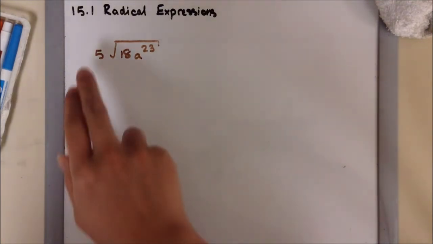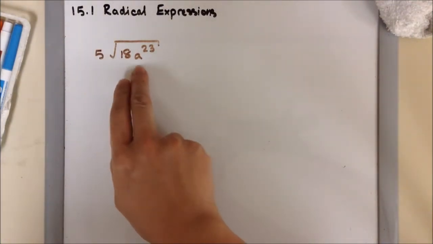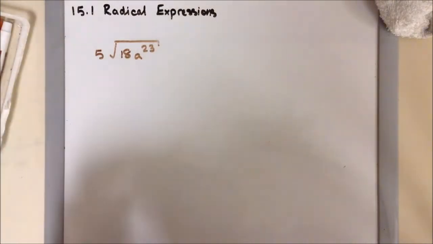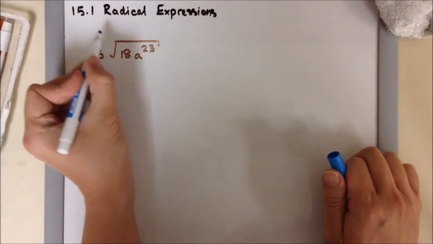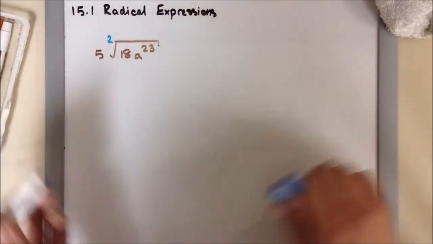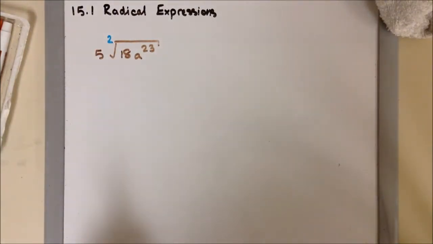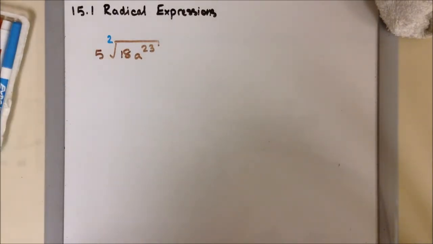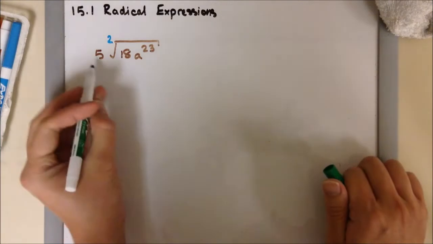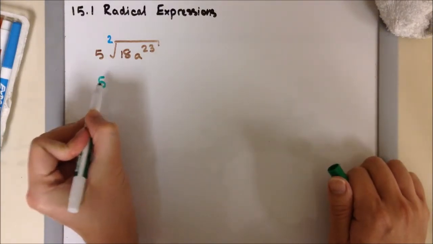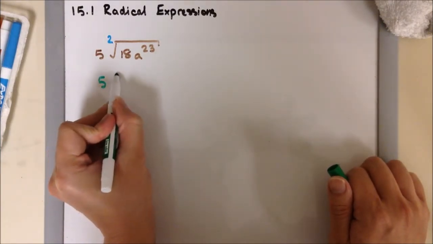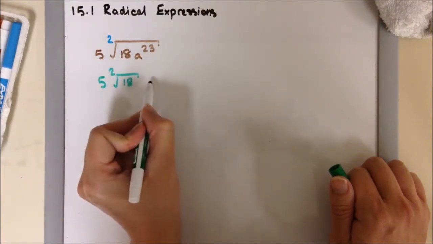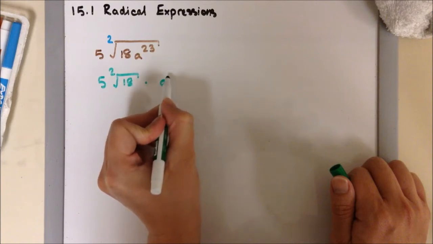In this example, we have 5 times the square root of 18a to the 23rd power. Again, I said the square root, so my index of this radical is the invisible 2. So first, we're going to break it into the square root of a number and the square root of the variable. I'm still going to have the 5 in the front, but now I'm going to have the square root of 18 and then the square root of a to the 23rd power.